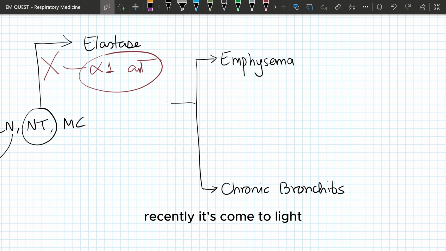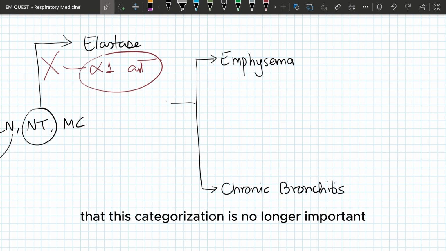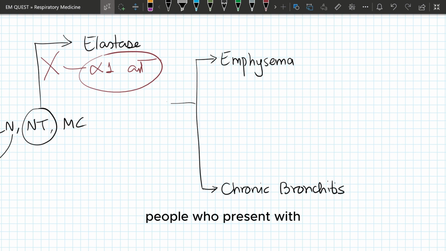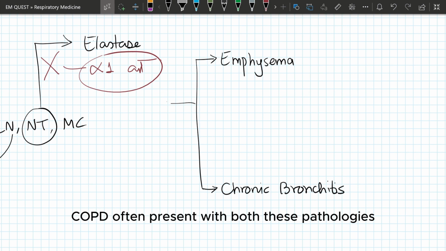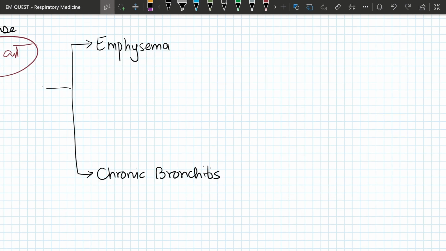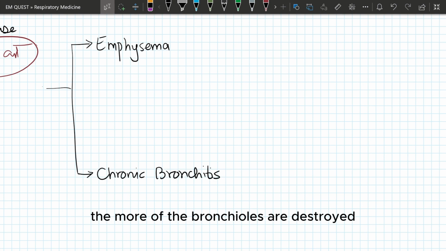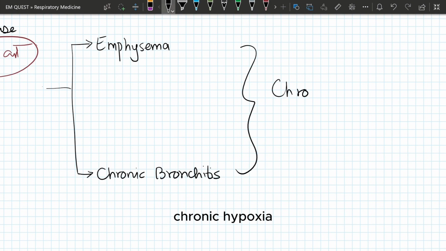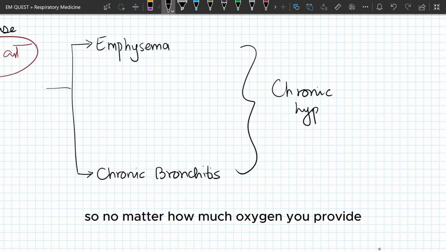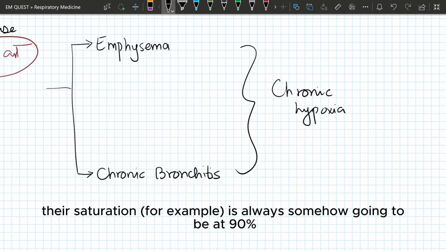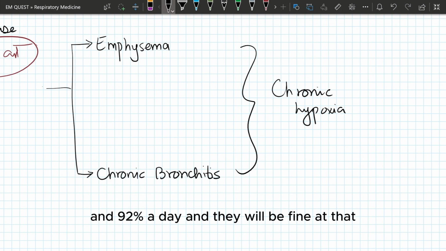But recently it's come to light that this categorization is no longer important. People who present with COPD often present with both these pathologies overlapping with each other. COPD is a very progressive disease, and as time passes, the more parenchyma is destroyed, the more bronchioles are destroyed, we notice that patients start developing chronic hypoxia. So no matter how much oxygen you provide, their saturation is always somehow going to be at 90% to 92%, and they will be fine at that.